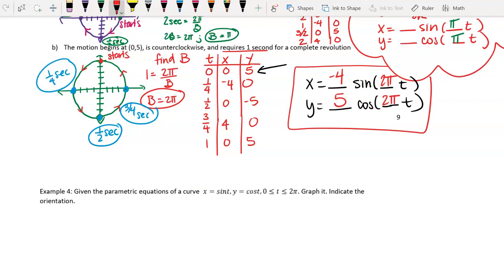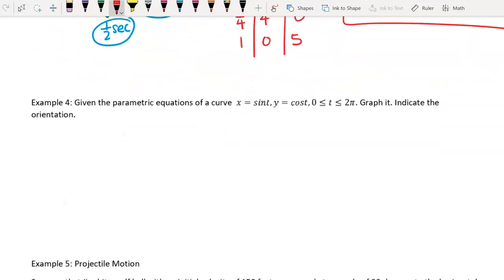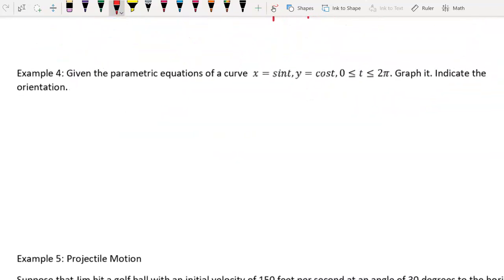All right, we are moving on to example 4. Annika, can you help us read example 4? Given the parametric equations of a curve x equals sine t, y equals cosine t, where 0 is less than or equal to t, less than or equal to 2 pi, graph it and indicate the orientation. Perfect. All right, guys, how do we graph parametric by hand? We did a few already.